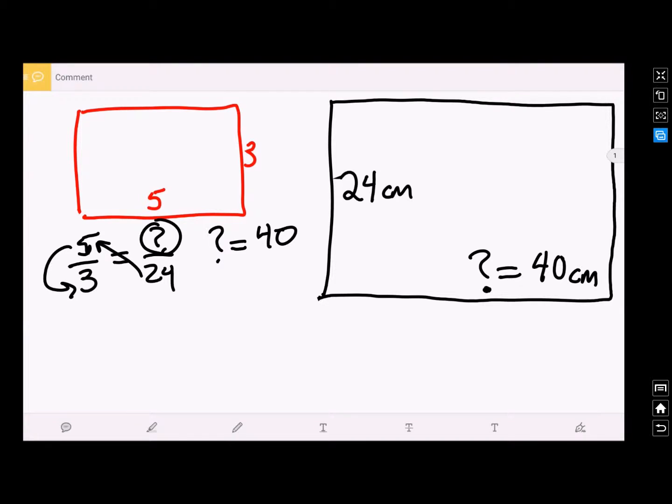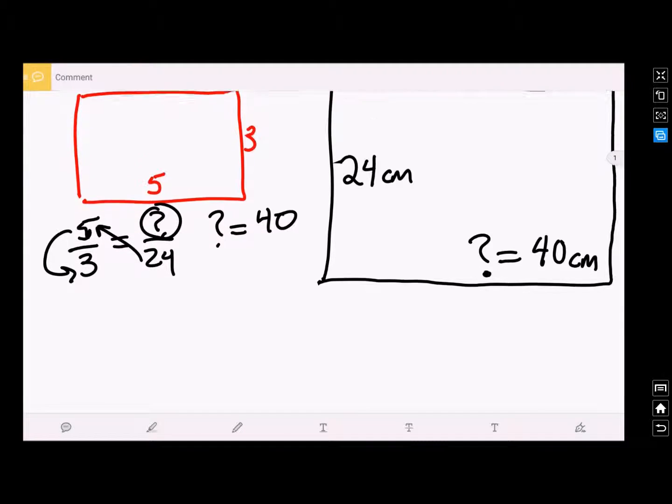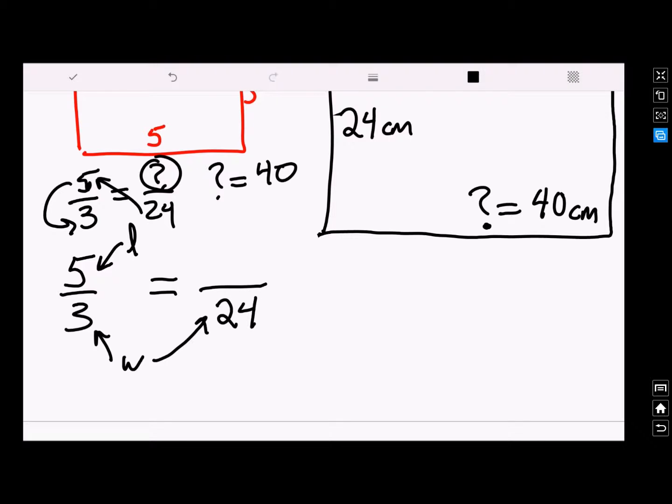Now you might wonder, how do you set up the ratio? Well, in our problem, the ratio of length to width was 5 to 3. So if I go back here, I had set up the 5 to 3 like this. 5 was my length, so this is my length. This is my width. On the new rectangle, we knew the width was 24, so the width goes in the same spot on the new ratio. So we put the 24 there, and then the length, that was our unknown, like that.